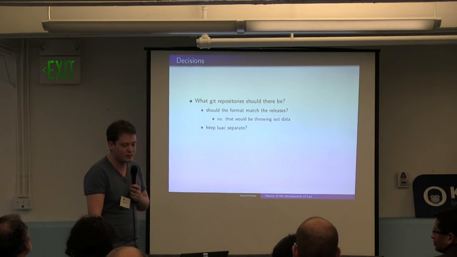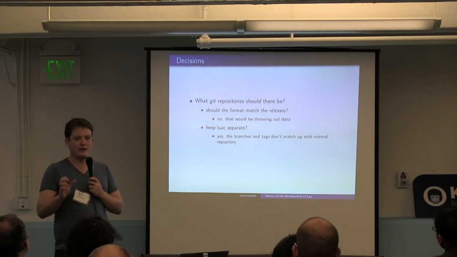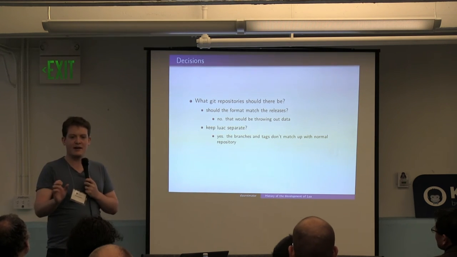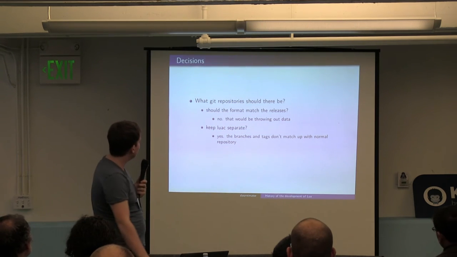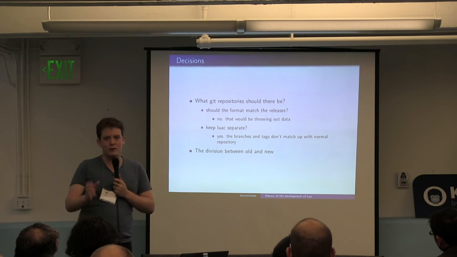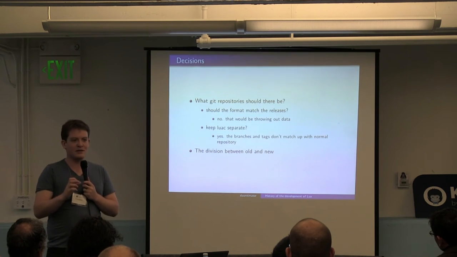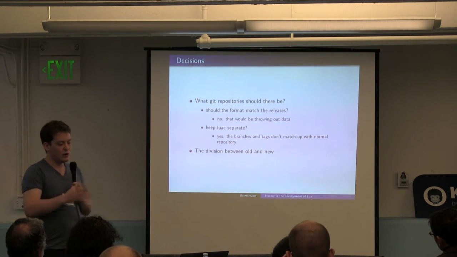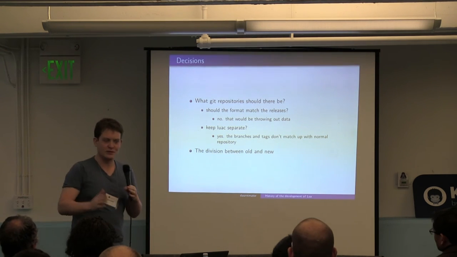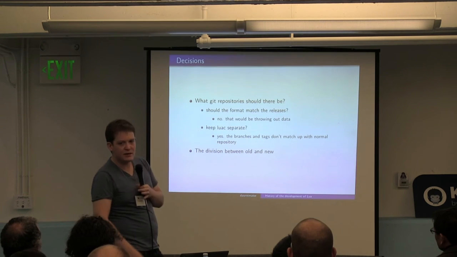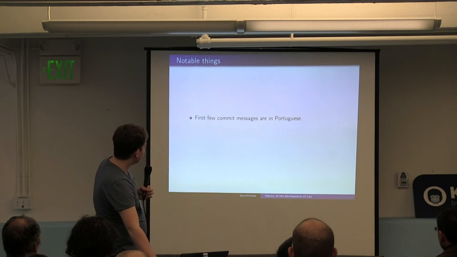Should I keep Lua C as a separate repository? Unfortunately, I decided yes, because otherwise the branches and tags don't actually match up with releases. They're tagged at different points, like when 5.2 was versus 5.3 and the minor releases. And then there's the division between the old repositories and the new repositories. That changeover in 97 is very abrupt and confusing. So should those be separate? I answered no. They just need to be merged and gelled together to look like there weren't two repositories. That was probably the hardest bit of this whole thing, merging the old and the new so that it didn't look weird.